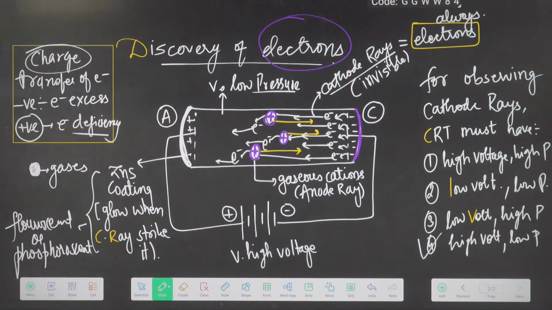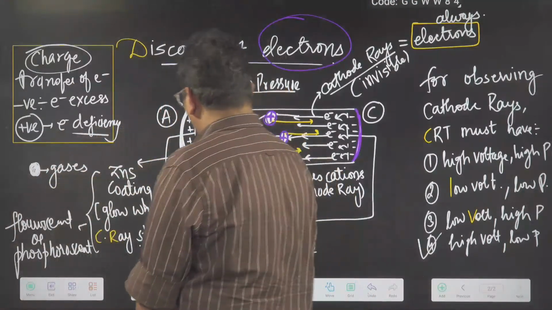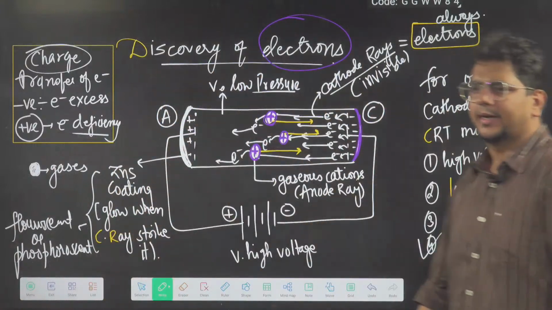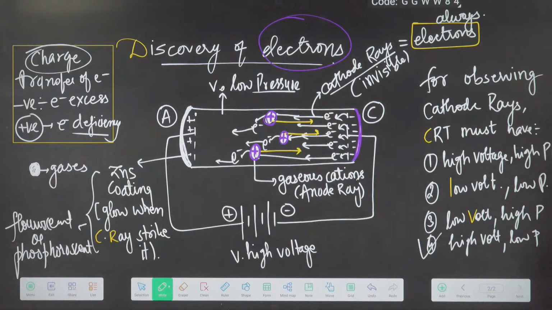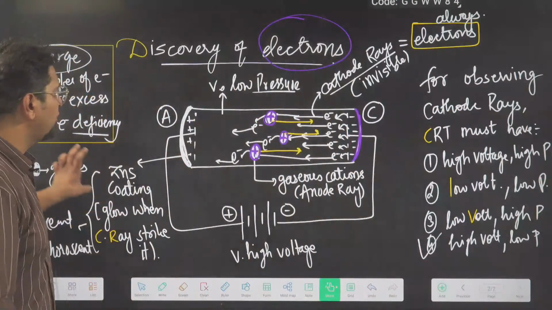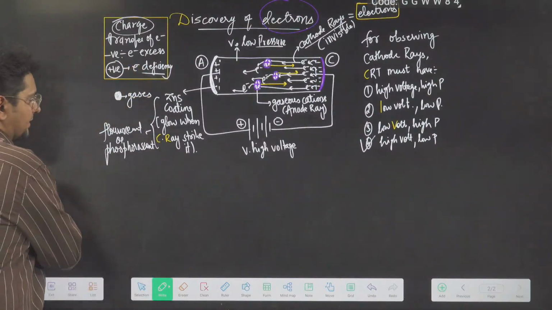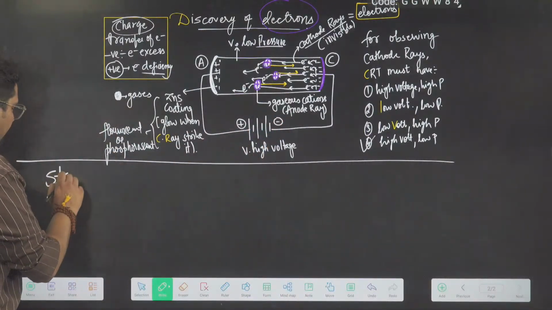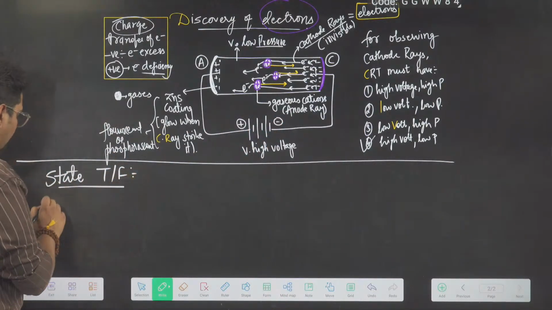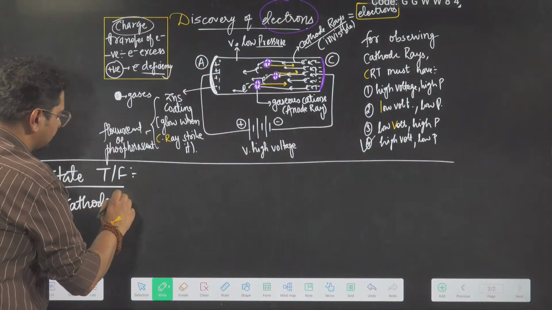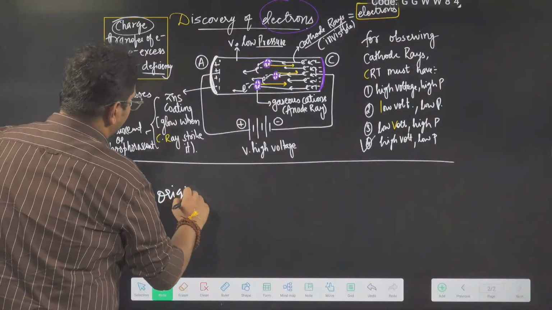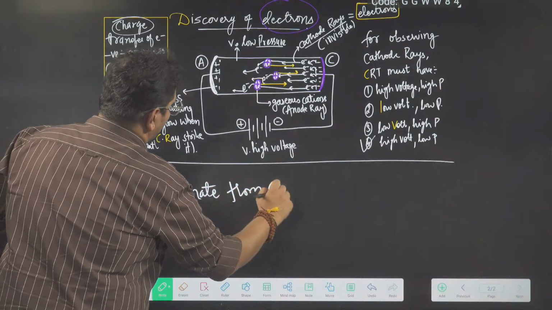Great. A few questions I will ask you from here only to check how much you are able to understand. Ready for some statement type questions? Assuming you have noted this down, I'm minimizing it for reference. Statements, state true or false. Number 1, cathode rays originate from cathode.